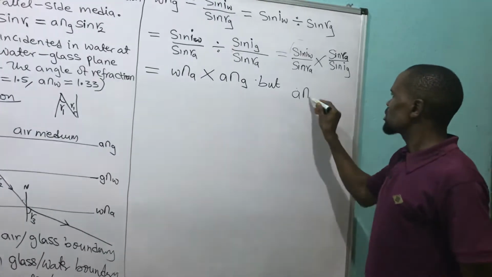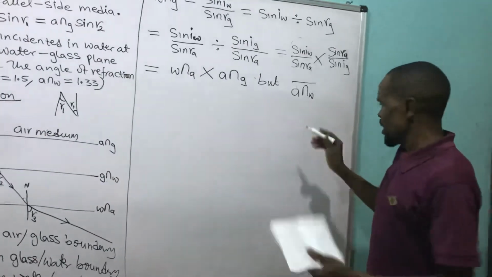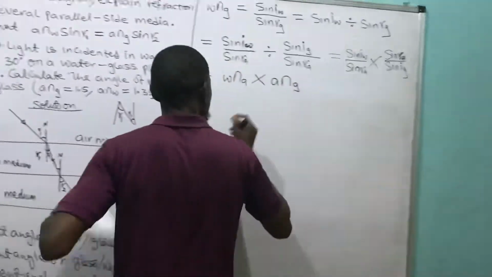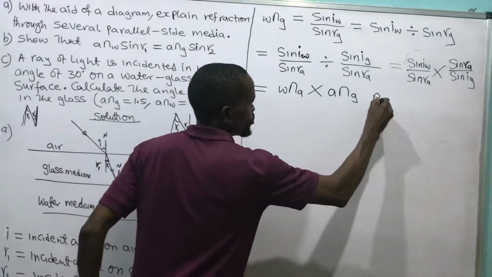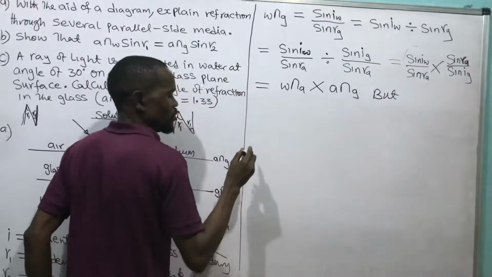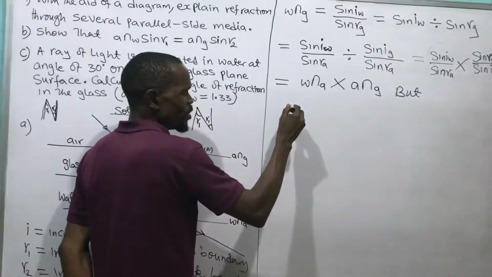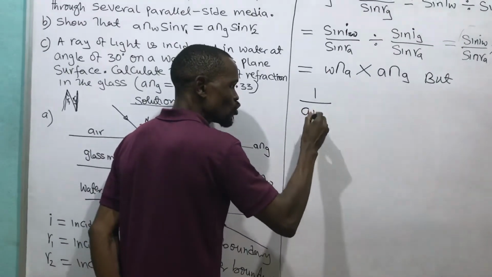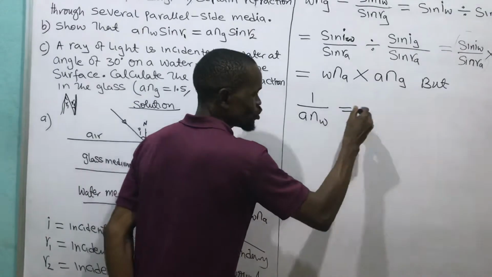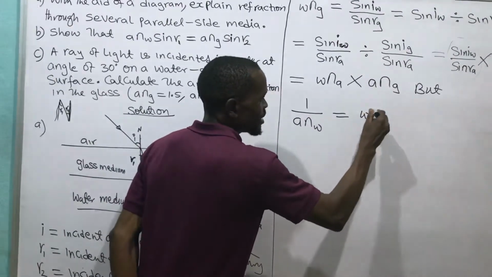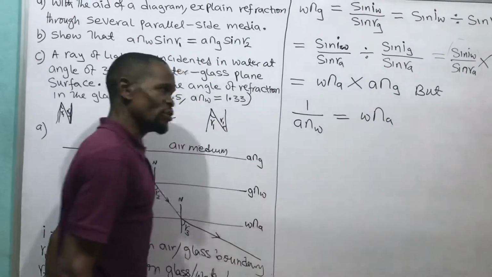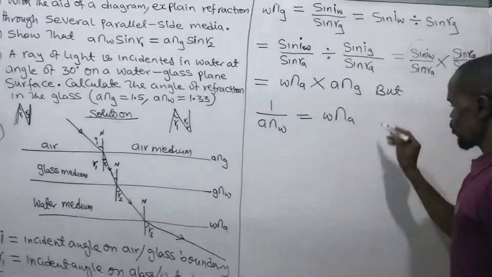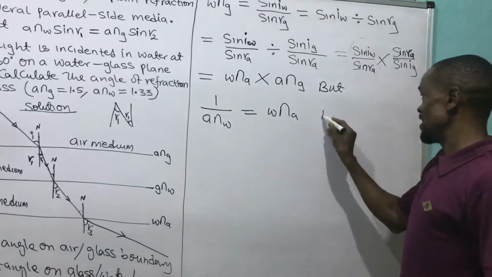air to water, 1 over, okay? Let me write here so that you can get it. And I say, but, you should pause. I know that 1 over air to water is equal to water to air. Do you know? Yes. That's what we call reversibility of light.